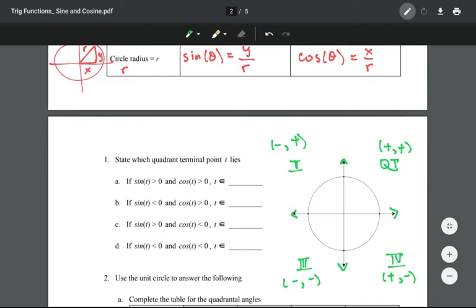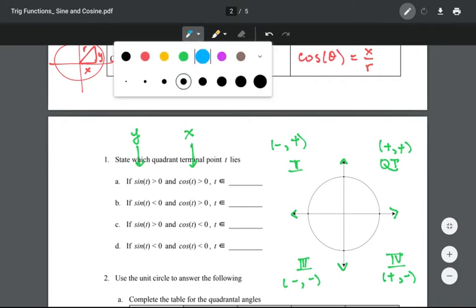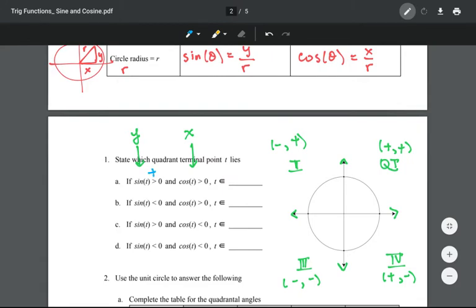This is going to help us get through this problem. I know that all of these sines refer to my y coordinates around the unit circle, and all of these cosines refer to the x coordinates. I just need to decide which quadrant they're in based on their sign. So for the first one, it says that the sine is greater than 0. That means that it's going to be positive, so y is positive. Cosine is greater than 0. This one's also positive, so both of my coordinates are positive. That means I want quadrant 1. So positive, positive gives me quadrant 1.